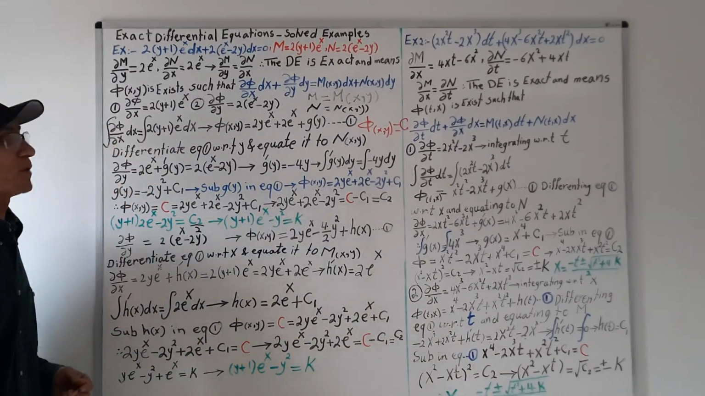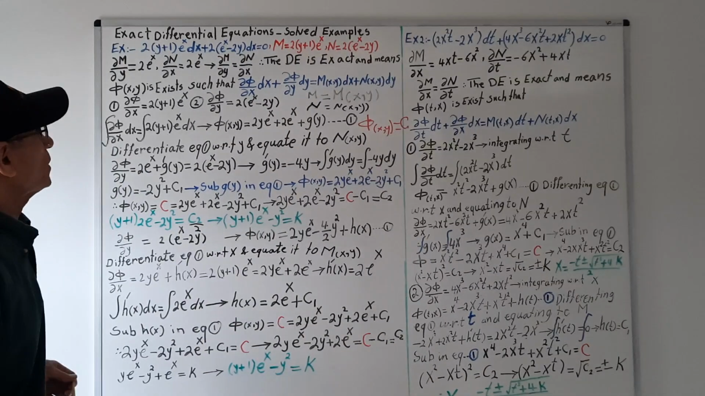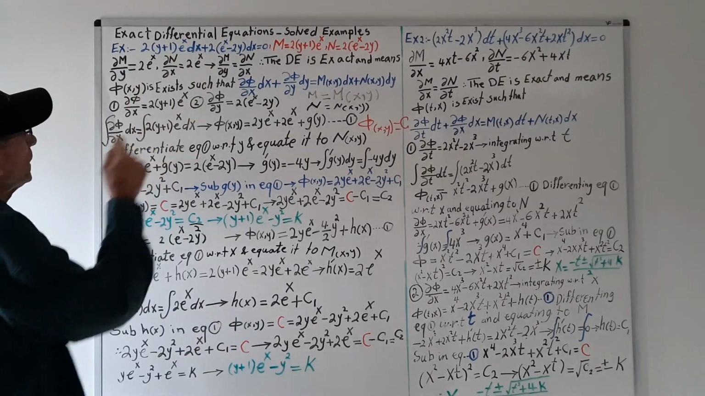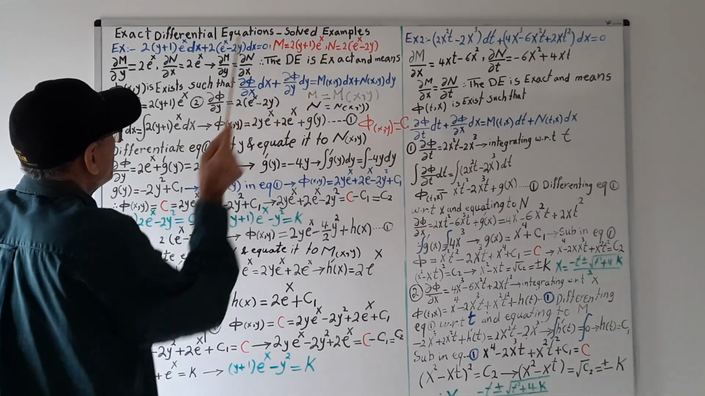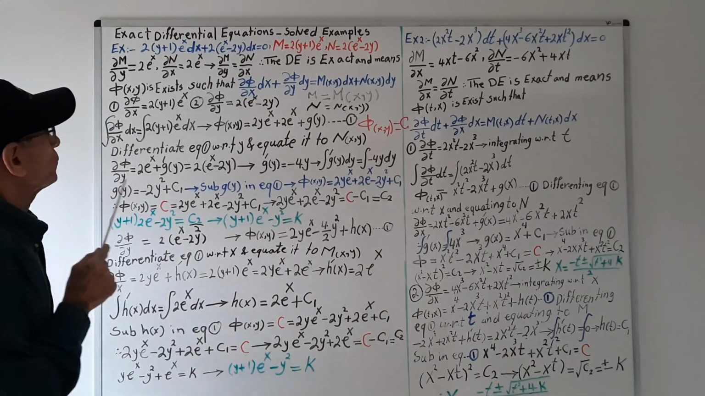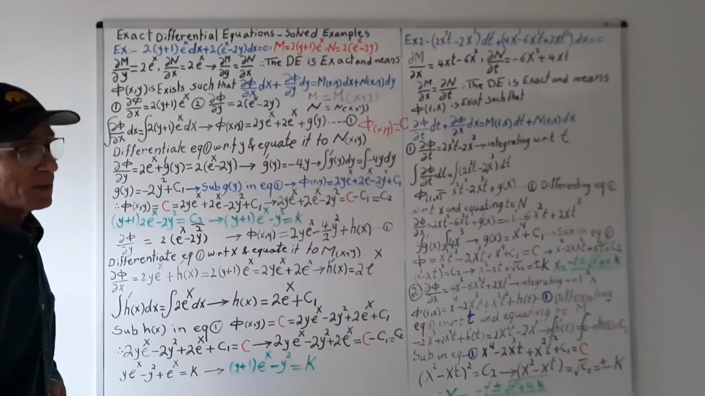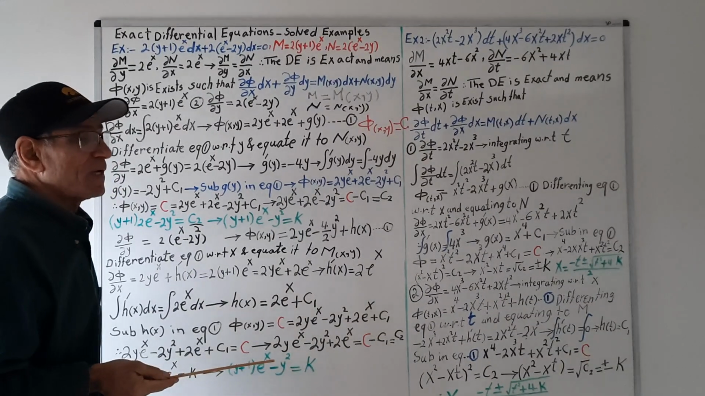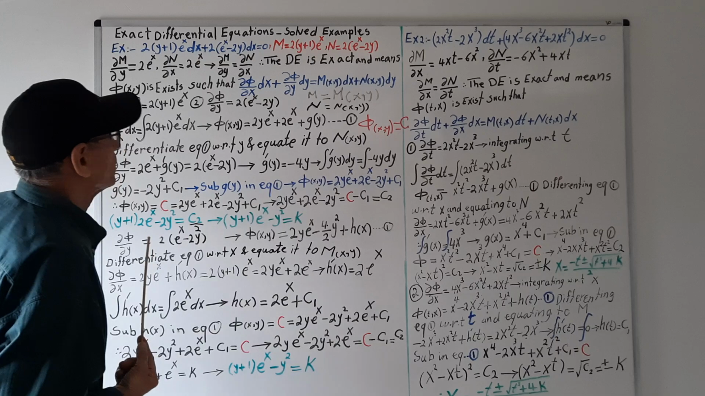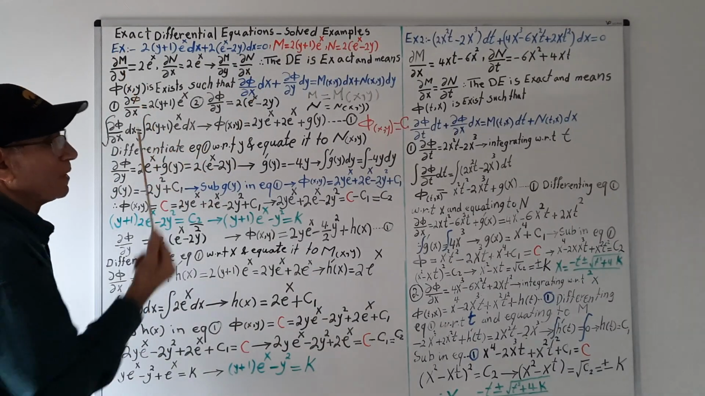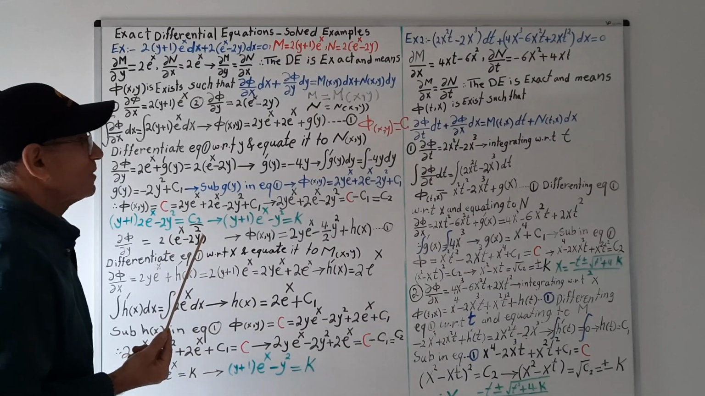Today we have two examples of how to solve exact differential equations. The first one here, and so here is M and here is N. First, we take the partial derivative of M with respect to y and see if it equals the partial of N with respect to x. So here they are equal. Our equation is exact. How to solve this equation?